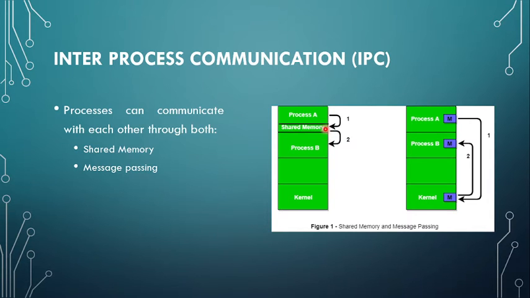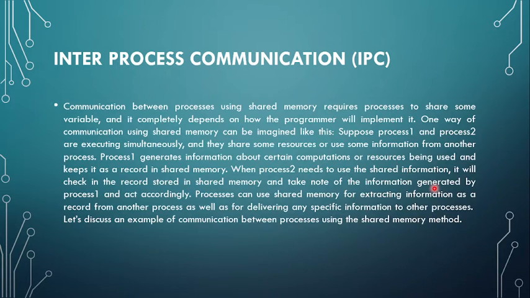Simply put, there is a memory which is shared with all the processes, so all the processes can share their data within this shared memory. This is how shared memory works. In the message passing method, there are two approaches, direct and indirect. Processes can communicate directly or indirectly by using a mailbox. These are the two methods by which processes communicate with each other: shared memory and message passing.